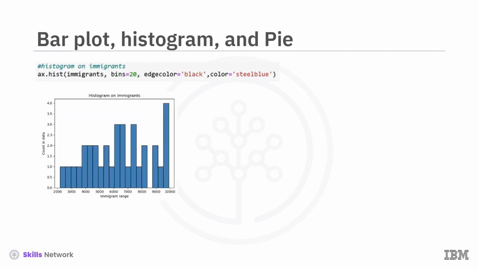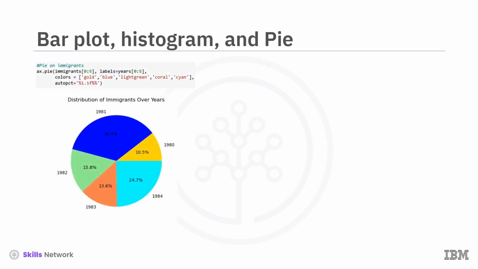ax.hist generates a histogram with bins set to 20. Notice the use of edgecolor and color parameters to specify the border and bar column of the histogram. ax.pie will generate a pie on the axes. Here we're plotting a pie for only 5 years, 1980 to 1984. Colors are assigned to each pie slice as a list of colors, and labels are set as years. autopct displays the percentage of immigrants with 1 decimal point.